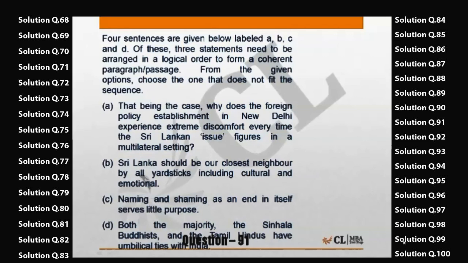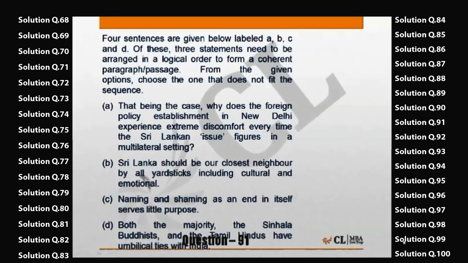The answer to question number 91 is option C. Naming and shaming as an end in itself serves little purpose. This was a sentence which was out of scope of the sequence which is here. The correct sequence is B, D and A. I'll explain how it is B, D and A.